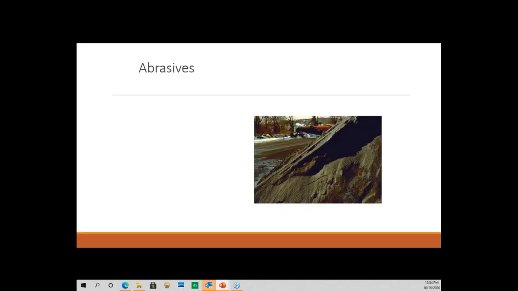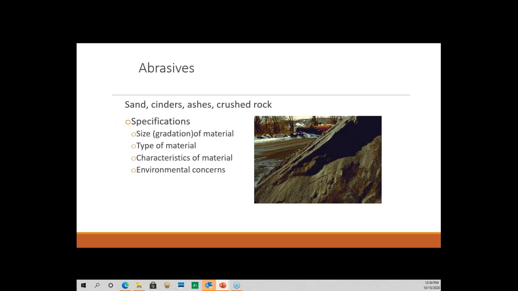What do I mean by abrasives? It's that sand, that gravel, that other product that we use to put down on our roadways. Could be sand, cinders, ashes, crushed rock. Generally speaking, we have some sort of specification for it, and it's small enough that it's not going to cause major problems with the cars, chipping windshields and those types of items. But we do have some environmental concerns with it, especially after the storm event is over. Then we've got to take a look at cleaning up and dealing with that sand.